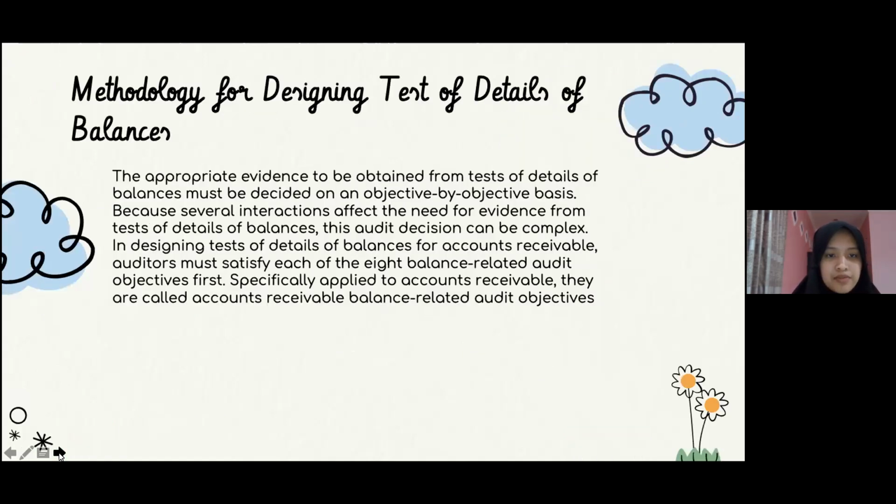The appropriate evidence to be obtained from tests of details of balance must be decided on an objective by objective basis, because several interactions affect the need for evidence from tests of details of balance. This audit decision can be complex. In designing tests of details of balance for accounts receivable, the auditor must satisfy each of the 8 balance-related audit objectives first. Specifically applied to accounts receivable, they are called accounts receivable balance-related audit objectives.